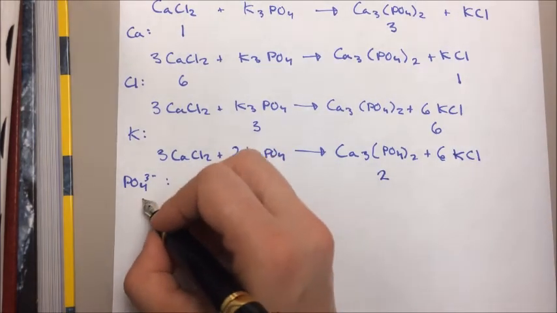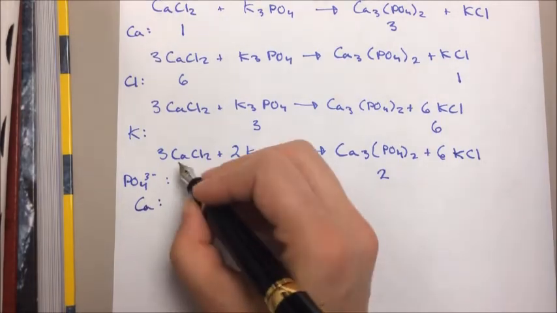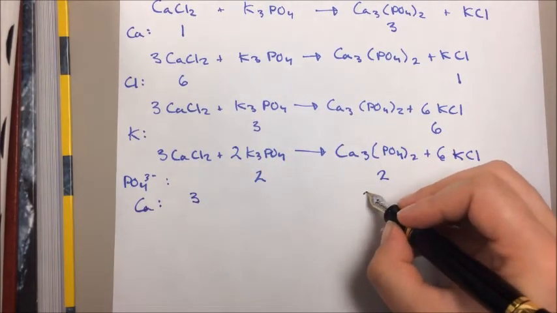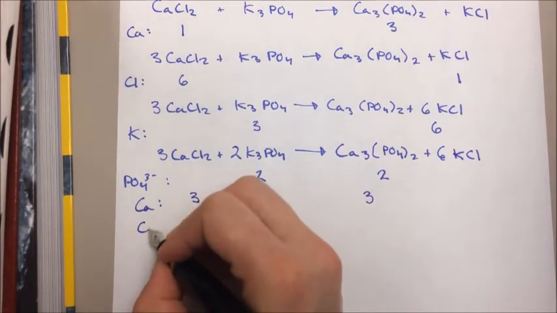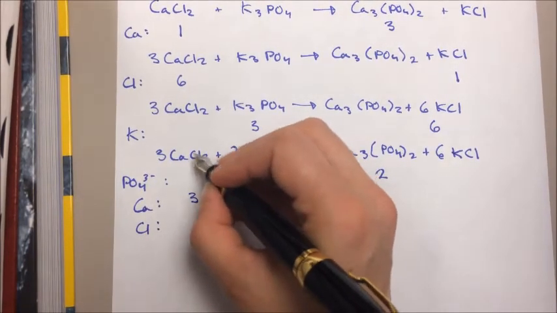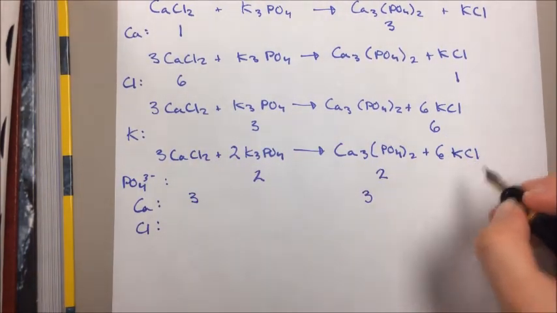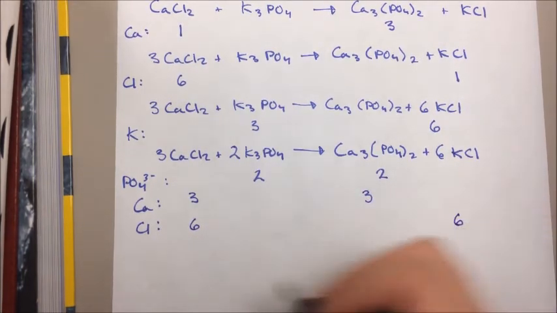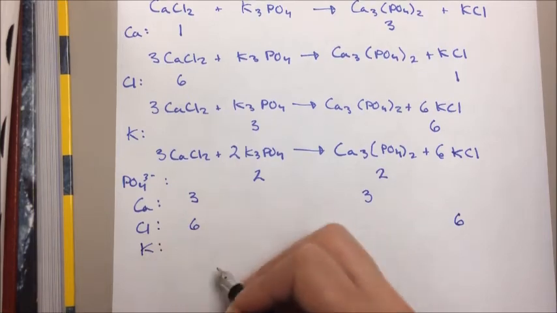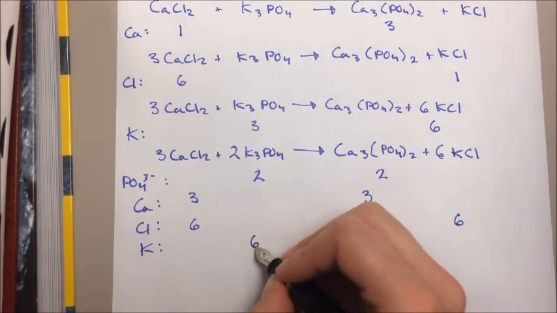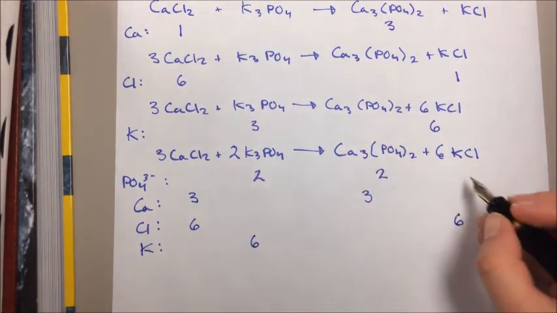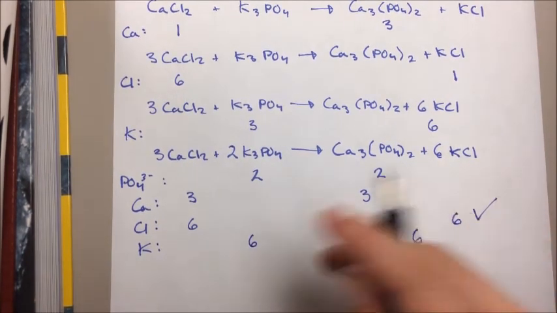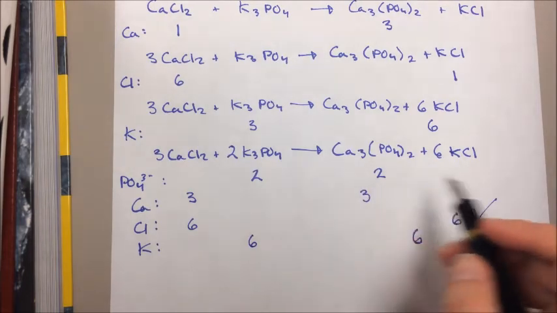Let's do that. How about calcium? 1, 2, 3, and 1, 2, 3. How about the chlorine? There's 2 times 3, 6 on this side, and 6 on the other. And lastly, the potassium. We've got 6 in the reactants because 2 times 3. And we've got 6 on this side as well. This is our balanced equation. We have all of our coefficients in place.